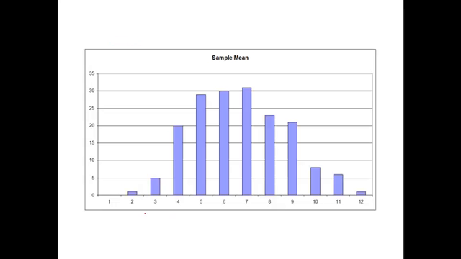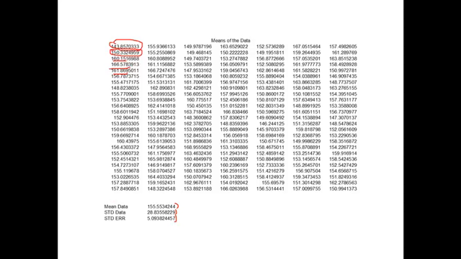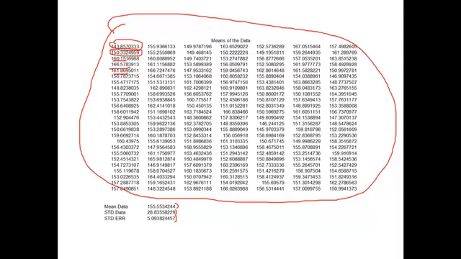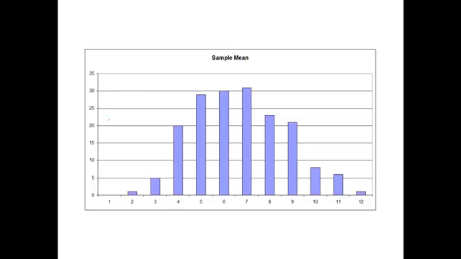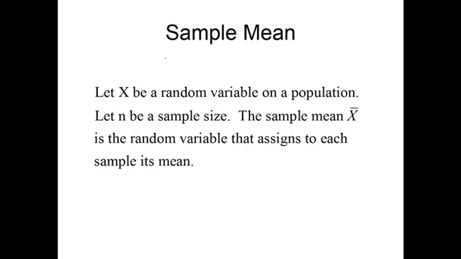Now I took that data, by which I mean this right here, the means of all of those columns. These are values of our random variable that's called the sample mean. Here I took it and I graphed it, and guess what? It looks like a bell curve. It looks normally distributed because it is normally distributed. So, the sample mean.